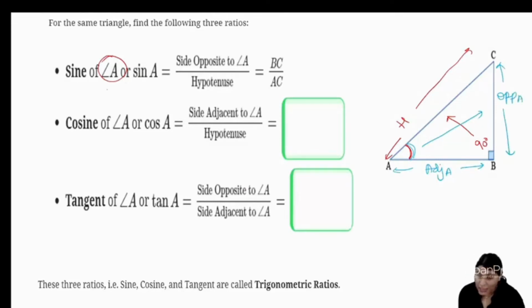Now sine as per the formula is opposite upon hypotenuse, so that will be BC upon AC. Adjacent upon hypotenuse will be AB upon AC. And for tangent, opposite upon adjacent, that will be BC upon AB. So these three ratios, that is sine, cosine and tangent, are called trigonometric ratios.